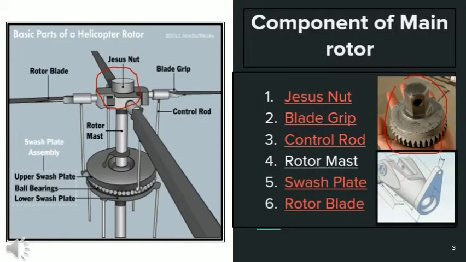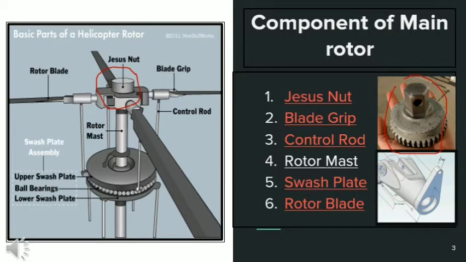Components of main rotor system. As you can see, my pointer, that is my mouse arrow, is there on the image. This topmost big nut is known as Jesus nut or mast nut. As you can see close up to the nut here, this is the Jesus nut of Bell 222U. The Jesus nut is the bolt that holds all the parts of the main rotor system together. It got its name because if it were to fail in flight, the only thing left to do would be to pray to Jesus.